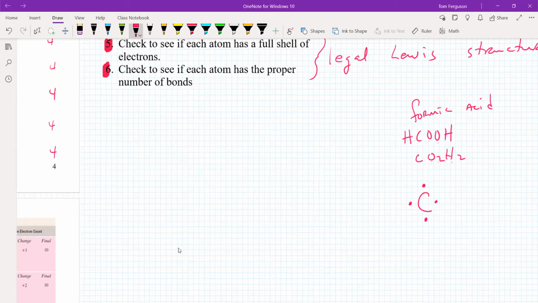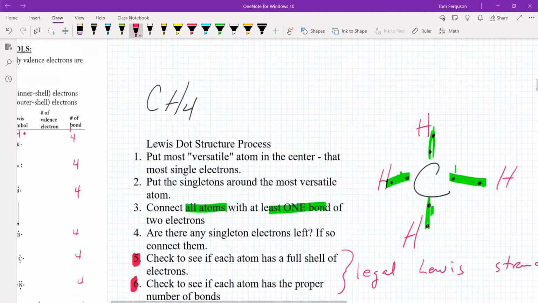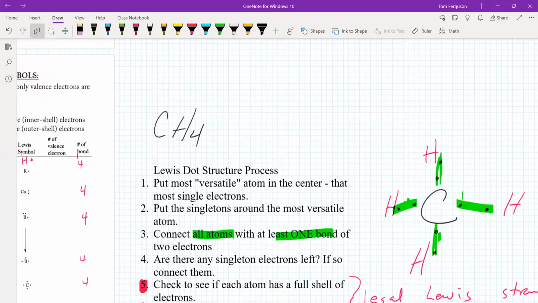Again, the purpose of doing a Lewis dot structure is, I'm going to reiterate this, to take a formula and make a structure.